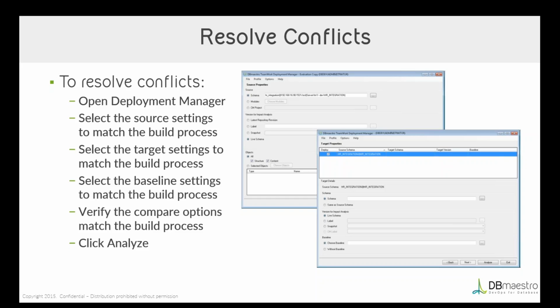So if you need to resolve conflicts, you bring up the deployment manager, and what you need to do is select the same options that you had when the conflict was executed. So if you're running a Jenkins job to run your build and it fails, you come into Deployment Manager and you want to choose the same options. So you want to choose the same source schema, the same target schema, and the same baseline, so that you can run the same analysis and get the same objects that found a conflict. So you pick all the different options and then you click the Analyze button.